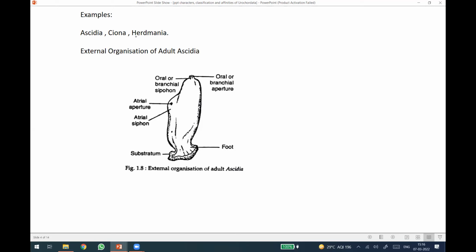The water, when it comes inside through this aperture, bathes the entire body and bathes the pharyngeal basket where several gill clefts are present. Water enters through this branchial aperture into the branchial, or oral, or incurrent siphon, and then flows through the entire body, and through the atrial siphon it goes out through the atrial aperture. This is a very simplified structure of an adult Ascidian.